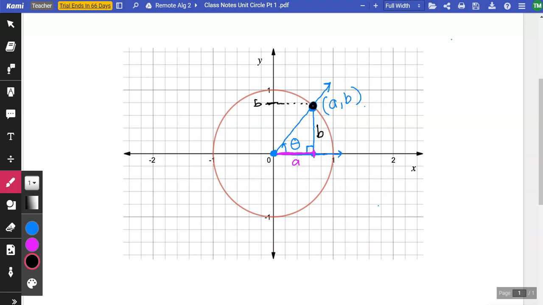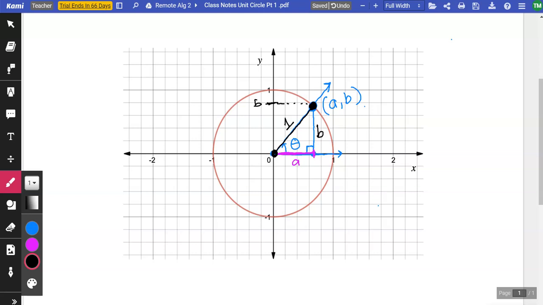Well, isn't the hypotenuse of this triangle the distance or the length from the center of the circle to a point on the edge of the circle? Well, that distance is a radius. And what's the radius of the circle? 1. So I know that the hypotenuse of this triangle is 1. So let's go ahead and apply what we already know about sine, cosine, and tangent to this circle, or to this triangle, sorry.